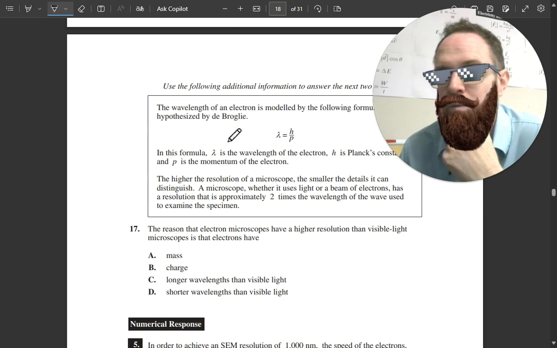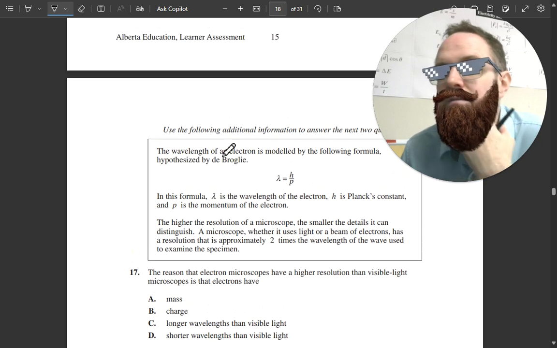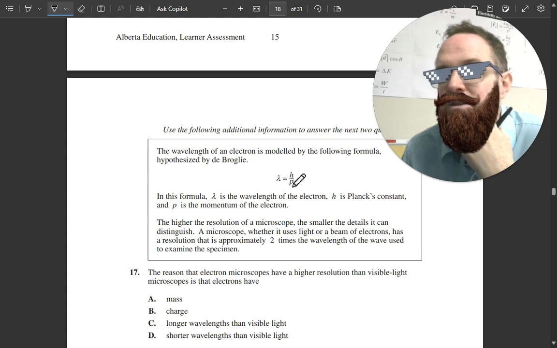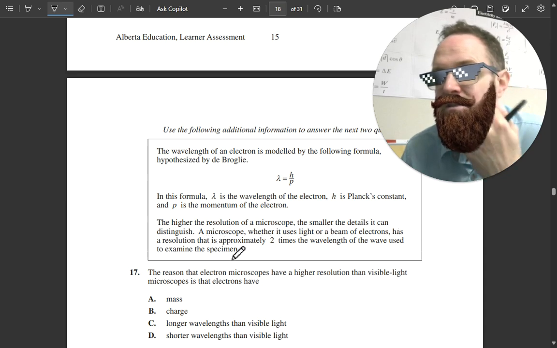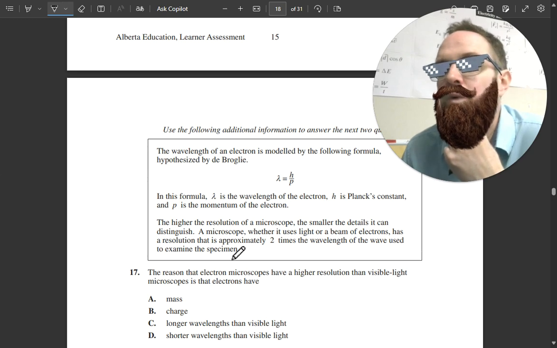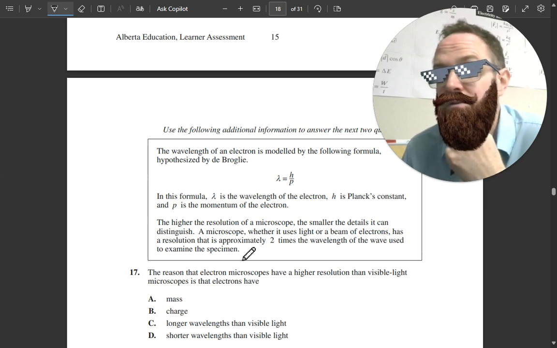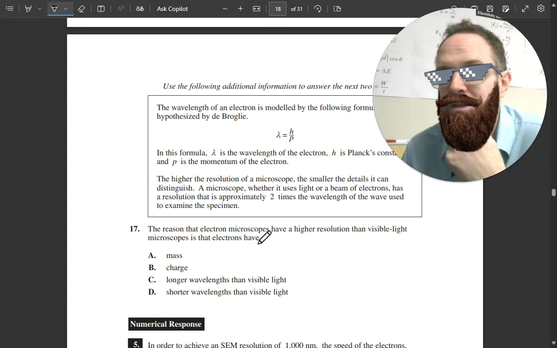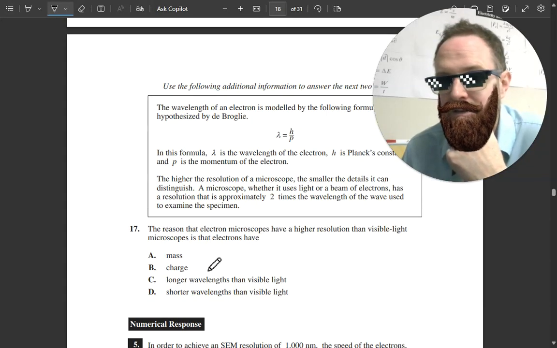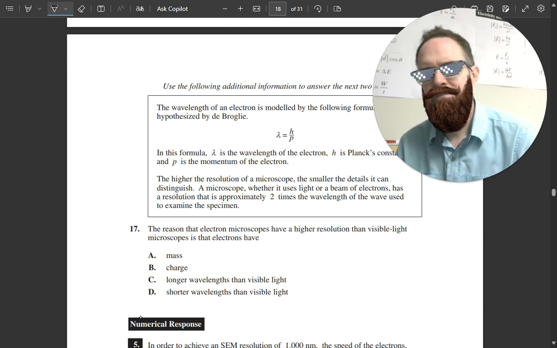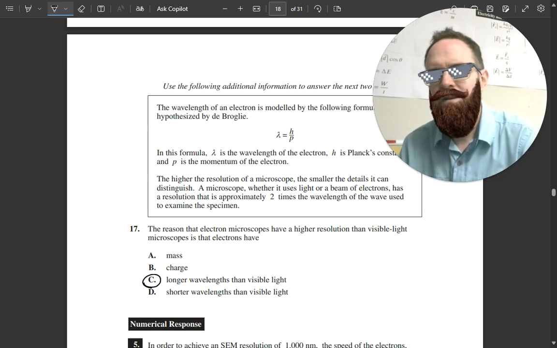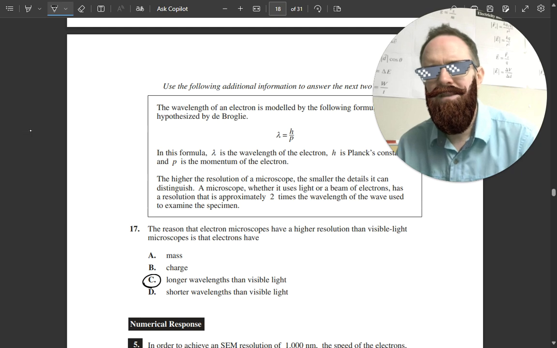All right, the wavelength can be hypothesized by this h over p, momentum. A microscope, whether it uses light or beam, has a resolution that's approximately 2 times the wavelength of the wave used. The reason that electrons have a higher resolution is because of shorter wavelengths. Yeah, that makes sense. Shorter wavelengths. Oh, not longer wavelengths. What am I thinking?